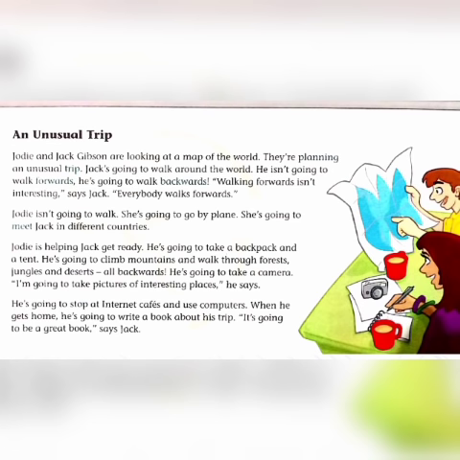Yeah, of course we have two people. We have a boy and a girl. What does the boy hold in his hand? Great, he holds a map. And the girl, so she's taking notes.